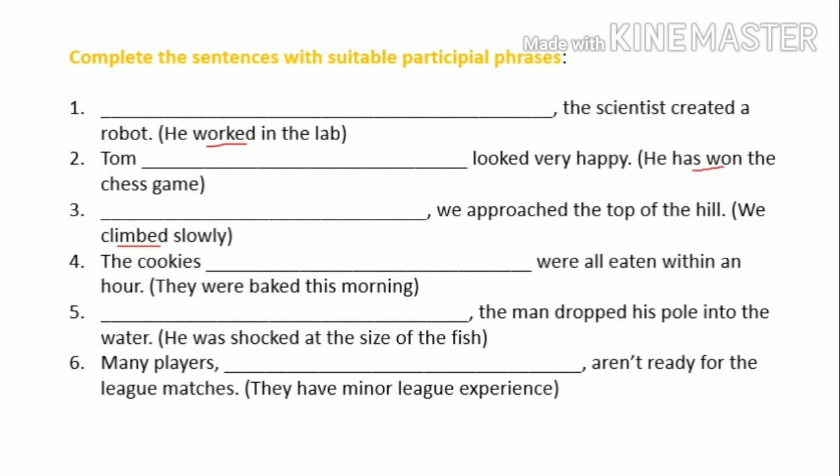The cookies were all eaten within an hour. This is a complete sentence. The cookies baked this morning were all eaten within an hour. You can't write baking. You have to use baked only. Next one, the man dropped his pole into the water. He was shocked at the size of the fish. So how do you change? Use the participle in the beginning. Shocked at the size of the fish, the man dropped his pole into the water.